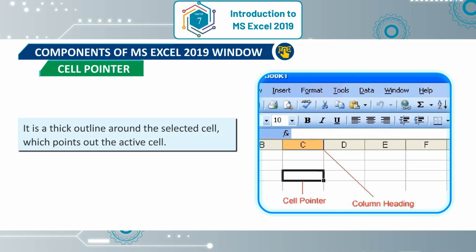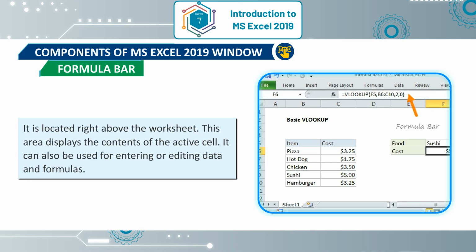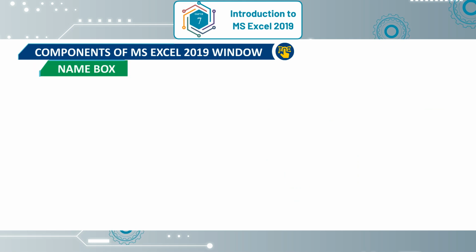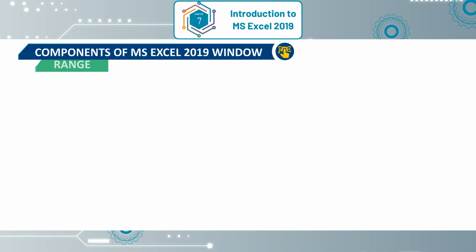Cell pointer. It is a thick outline around the selected cell which points out the active cell. Formula bar. It is located right above the worksheet. This area displays the contents of the active cell. It can also be used for entering or editing data and formulas. Name box. It is located next to the formula bar and displays the cell address of the active cell.